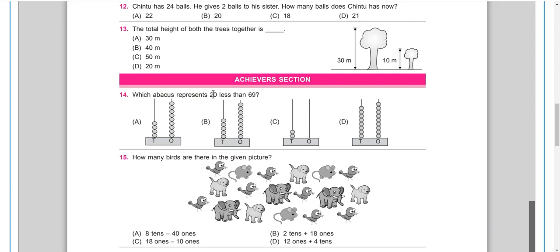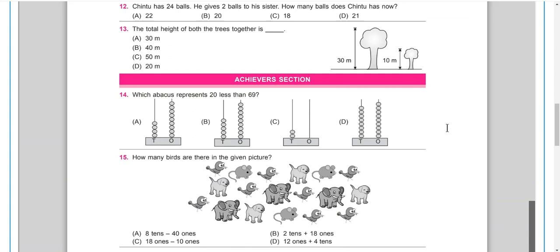So what is the logic? What do we need to do? Plus, minus, or what? Minus? Yeah, exactly. Because it's asking 20 less than 69, so we need to minus 20 from 69. Can you do it? 20 from 69 after minus.